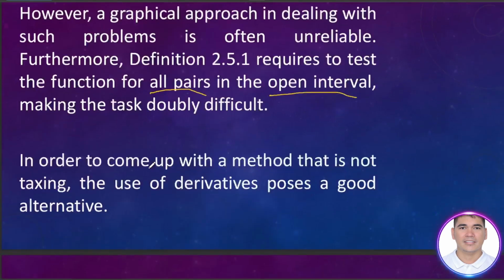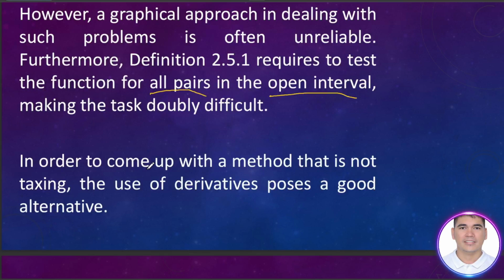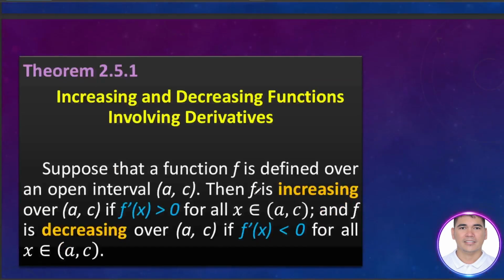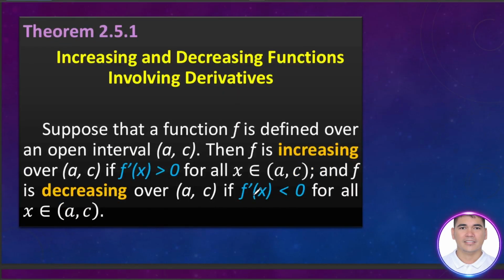So in order to come up with a method that is not taxing, that does not require so much work, the use of derivatives, from our previous lessons, poses a good alternative. Using this, there is not much to do. We're going to stick with the theorem. So we have theorem 2.5.1.